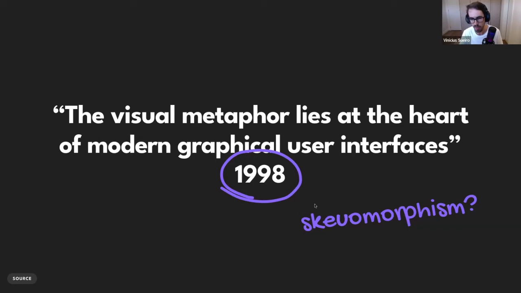This is what we often call skeuomorphism. Apple was very famous for doing this, which is bringing things from the physical world into digital interfaces, in a very simple manner of explaining it.